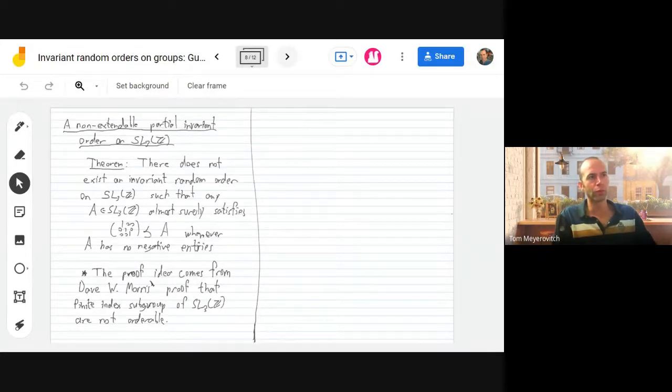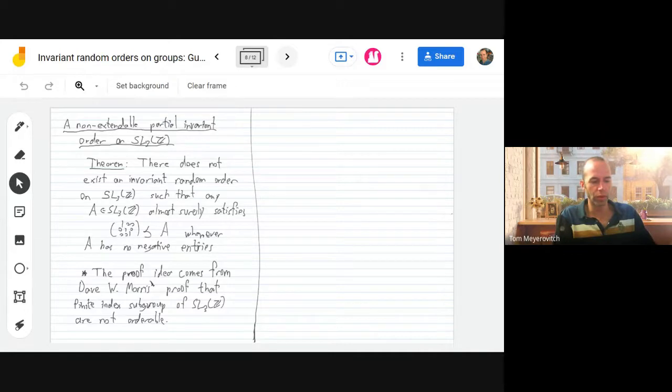And the proof amounts to a combination of two ideas. One of them is the essential idea in Dave Morris's proof, which is based on an analysis of the algebra of SL3Z, algebraic manipulations. And the other thing is the notion of wandering sets or recurrence. So let me explain the idea.